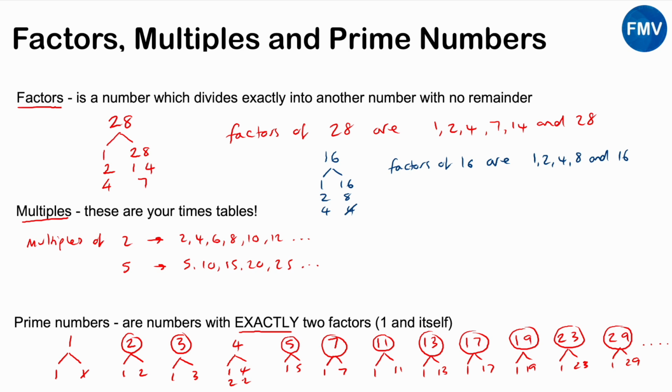So to summarize, a factor is a number which divides exactly into another number. A multiple, these are just your times tables. So multiples of 7: 7, 14, 21, 28, and so on. And a prime number has exactly 2 factors, 1 and itself. Remember, 1 is not a prime, and 2 is your only even prime. If you get anything with more than 2 factors, it is not prime.